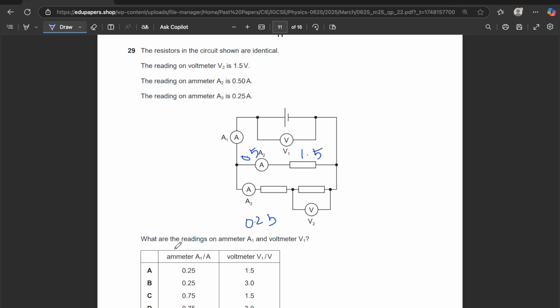And for the voltmeter V1, this is also the total of these two, and because it's for the total, we can assume that this will not be 0. This can't be 0, so there has to be something. If we don't want to calculate, we can just choose what's different from 1.5, so we can just choose D.